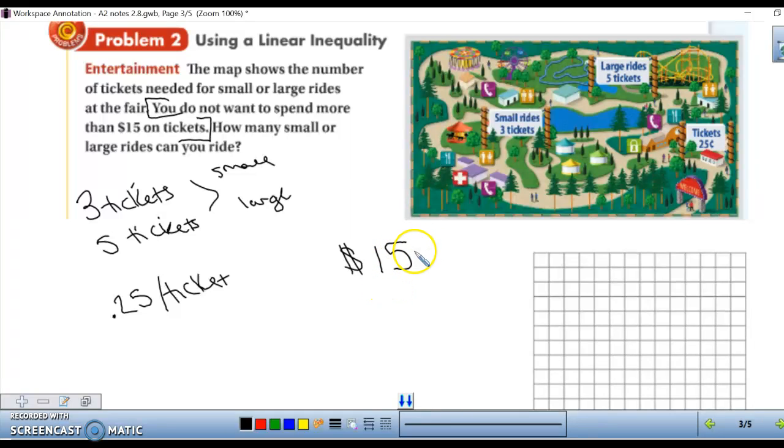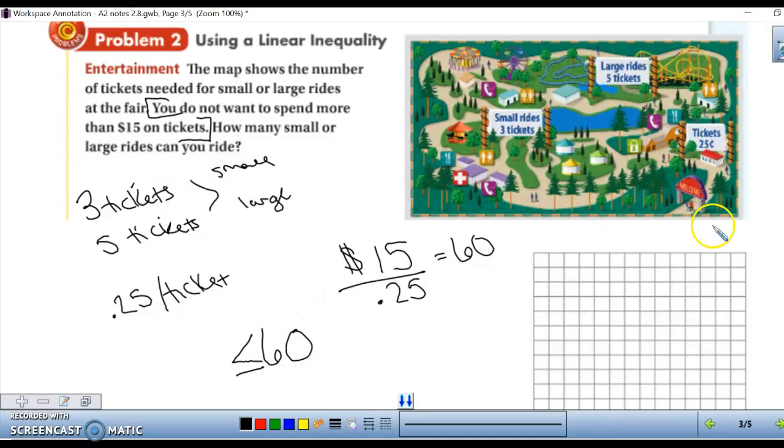We're going to divide. It costs 25 cents to buy a ticket, so we're going to divide the two. 15 divided by 0.25 gives you 60. So you can buy up to 60 tickets. So in my equation, can I buy more than 60 tickets? No. So my equation needs to be less than 60. Can I buy exactly 60 tickets? Yes. So I'm going to be less than or equal to 60. So we got that part of our equation done.